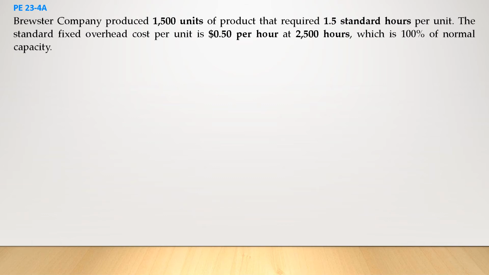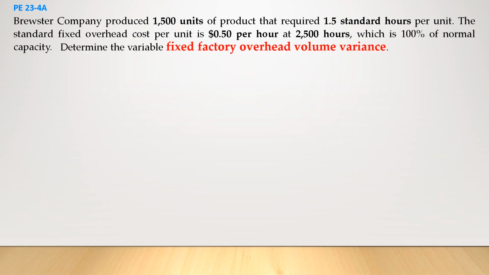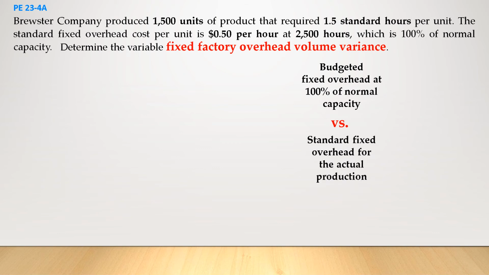But what is being asked in this problem? We need to determine the fixed factory overhead volume variance. Again, what is this fixed factory overhead volume variance? The fixed factory overhead volume variance is the difference between the budgeted fixed overhead at 100% of normal capacity and the standard fixed overhead for the actual production achieved during the period.